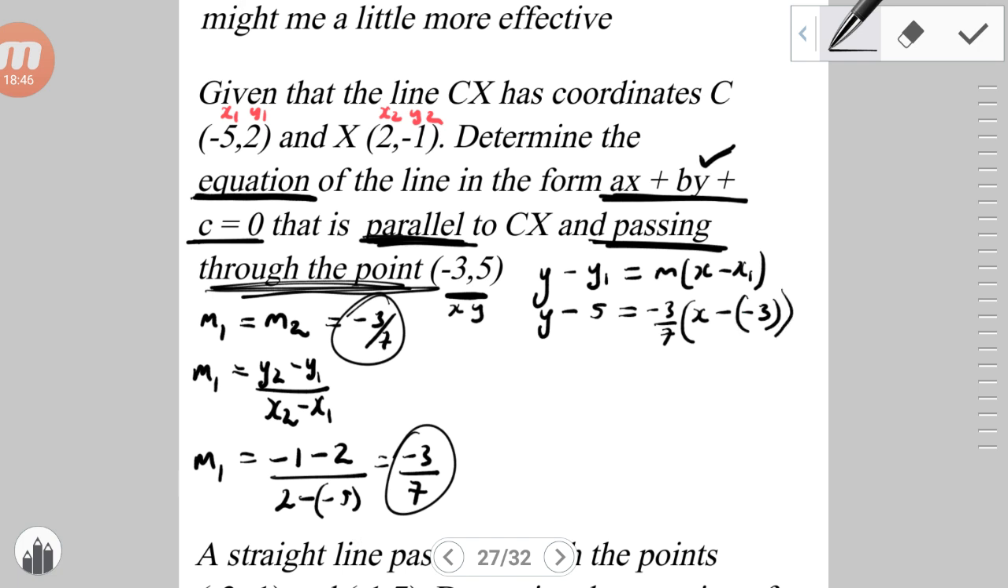Okay, and so we're going to simplify here. So y take away 5 is equal to, let's distribute here. Naturally we already know how to distribute a fraction. The numerator distributes the term, divides by the denominator. So that's minus 3 times x, that's minus 3x over 7.